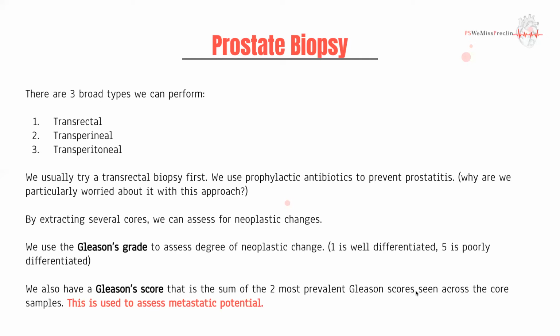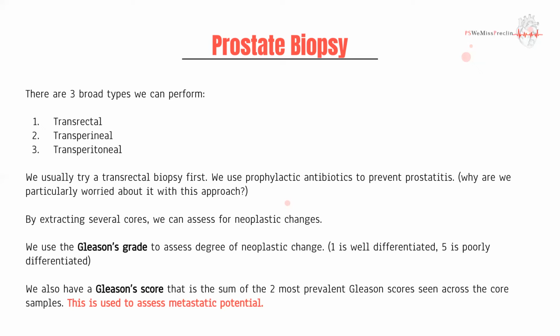across the core samples. I just realized that typo made everything very confusing. I'll just quickly reiterate that. Okay. Gleason's grade is the grade we assign to individual core samples. The Gleason score is based on the most commonly seen Gleason's grades across our sample.